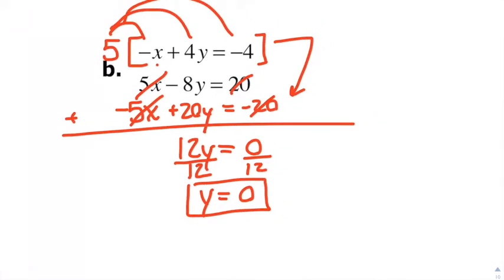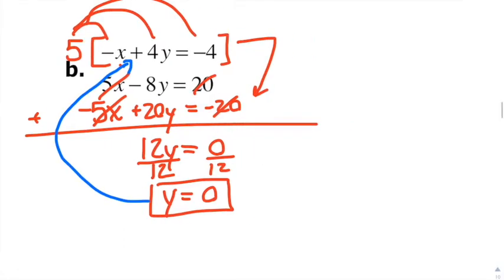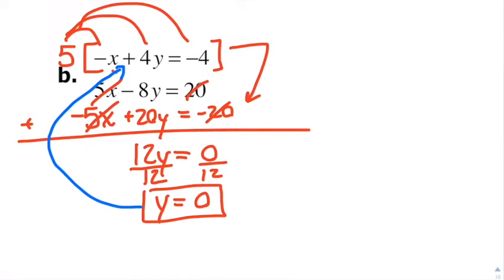You have to modify the equation. Now, as far as getting your other piece of the answer, you need to go plug it back in. I usually stick with one of the original equations. I don't do this 5x plus 20y equals negative 20 just because it gets so large with some of the numbers sometimes. So I'm going to do whichever one looks easiest. To me, that first one looks pretty easy. It's negative x plus 4 times y, which we found to be 0, and then equals negative 4.